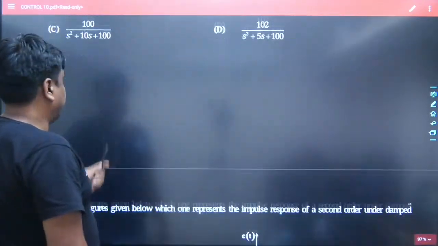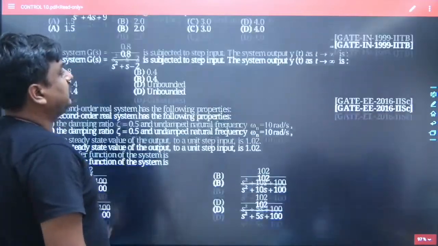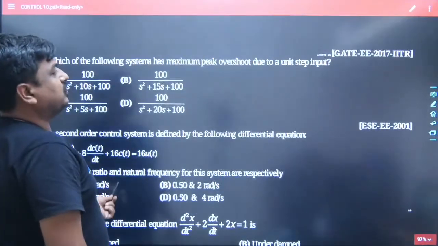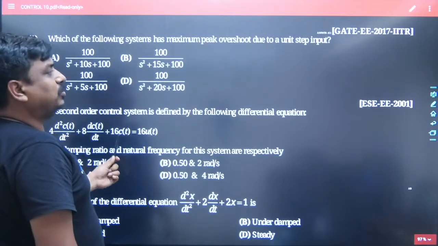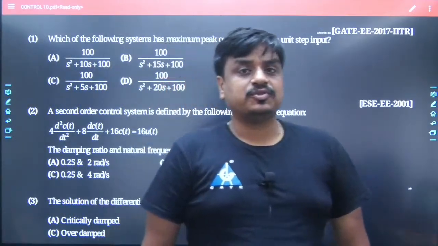I have planned to take around 8 different kinds of problems. Many of us might have seen these problems, but still we are going to learn a few new concepts with the help of each individual question.